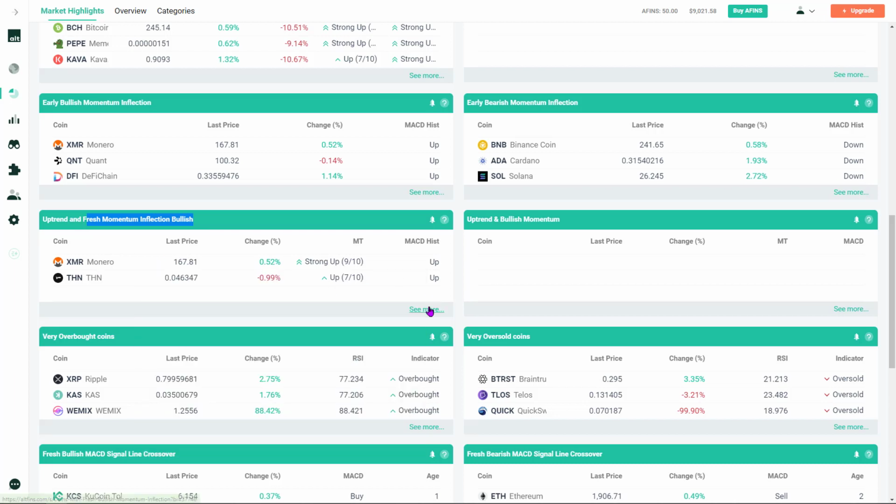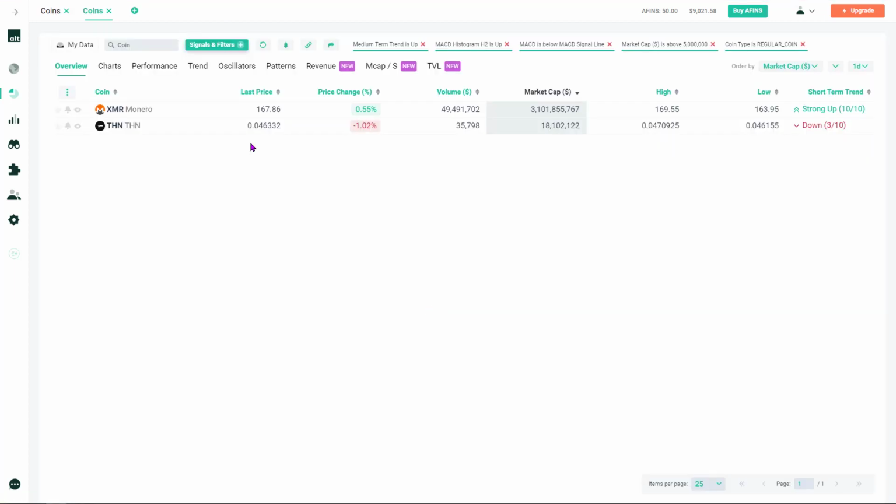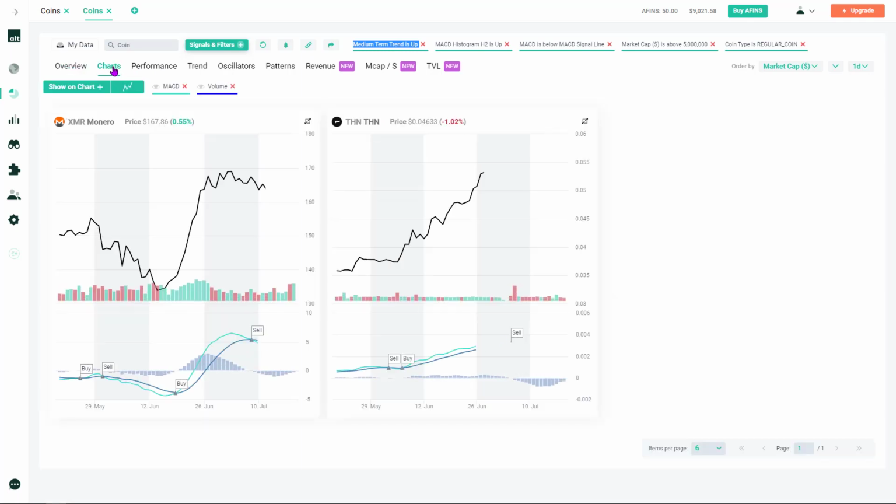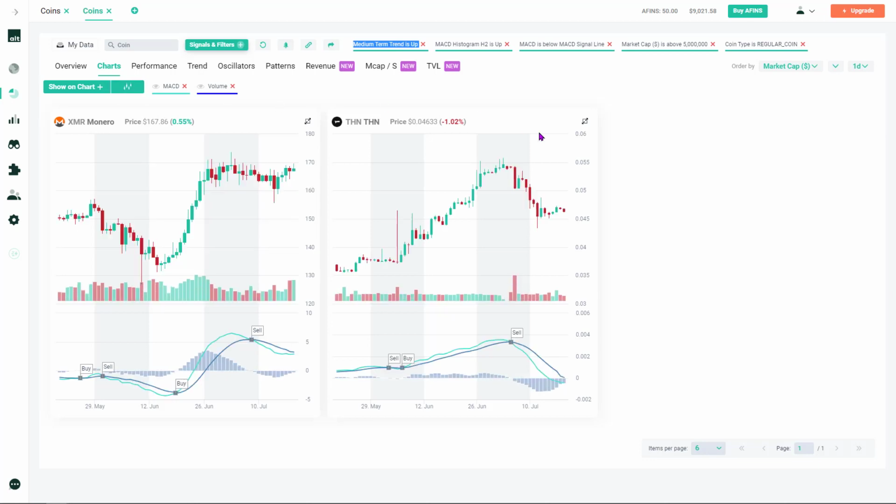So let's take a look at that first. All right, so this is a very specific market scan. Only two out of over 2,600 assets that we monitor actually satisfy these criteria, which is that they are in an uptrend on the medium-term basis, and their MACD histogram is improving. And you can see that right here. The histogram bars are improving, which means that the price has stopped pulling back and has begun to swing back up. Let's take a look at the candlestick chart.